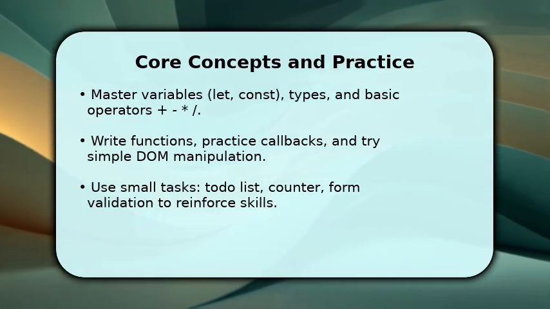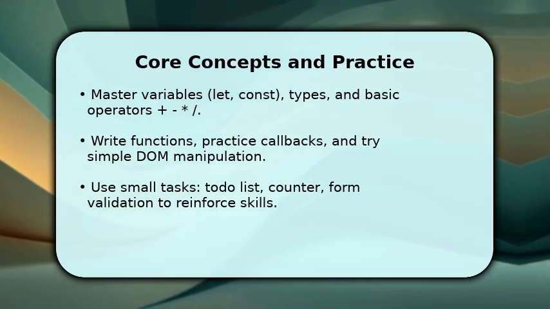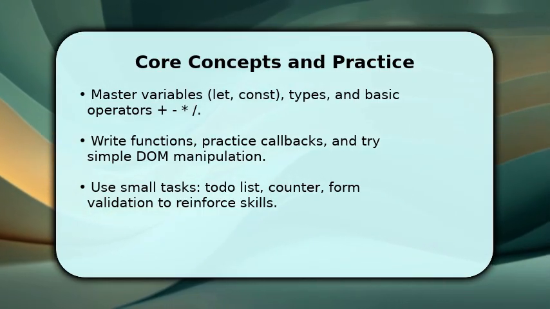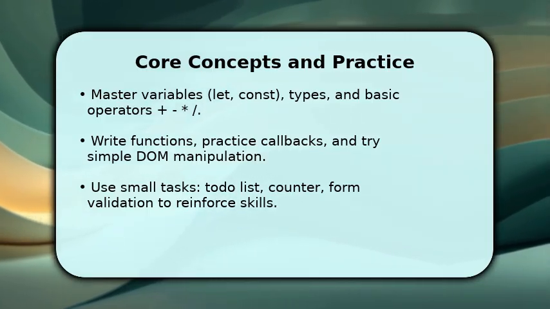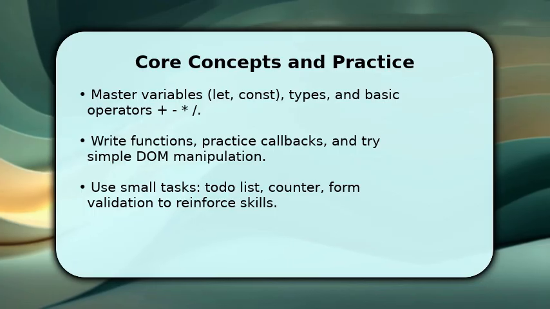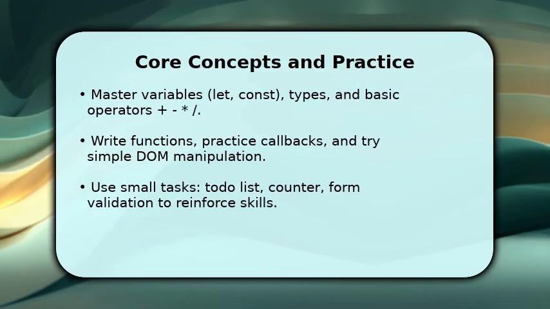Start by choosing let versus const and understanding primitive types. That prevents common bugs. Then write small functions and use callbacks to manage order of execution. This shows how code flows. Next, manipulate the DOM by selecting elements and changing text or styles. This connects code to visible results.